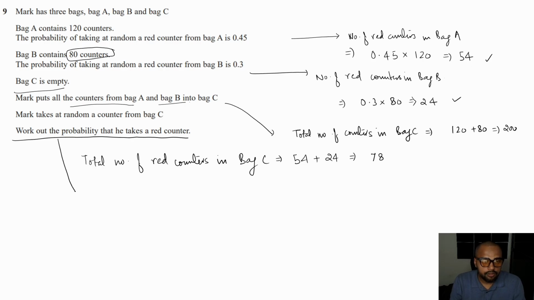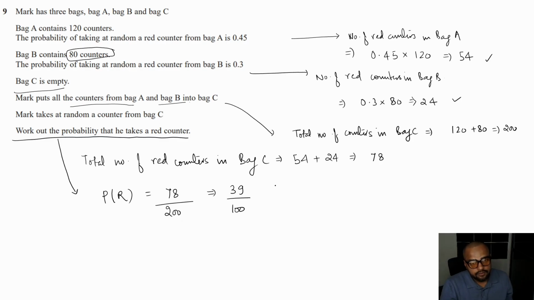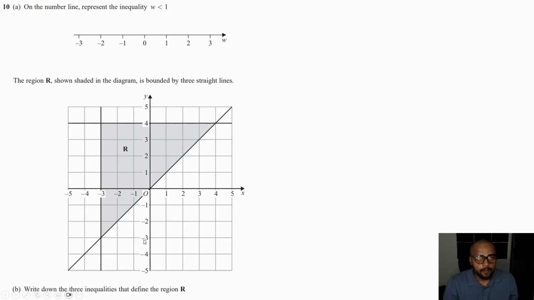Now we need to take out the probability of a red counter. So probability of red counter will be equals to the favorable outcomes upon sample space, means total number of the counters, that is 200. So on calculating it, we'll be getting 39 by 100. Okay, so even you can leave it here or you can write it as 0.39. Okay, so this is how we need to calculate it, student. Okay, so let's move to the next question.